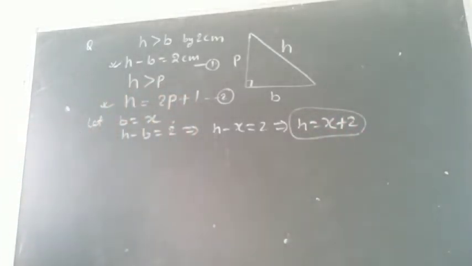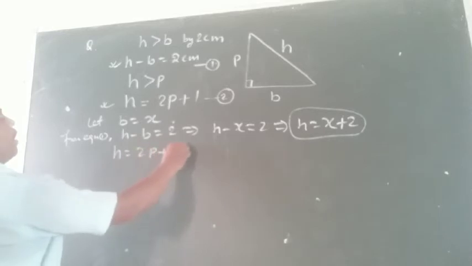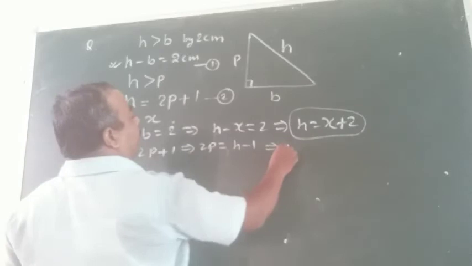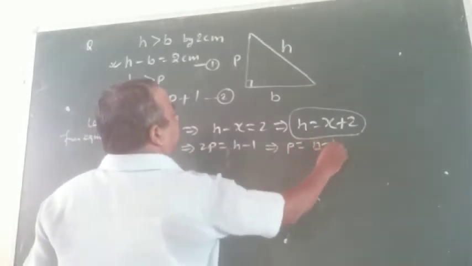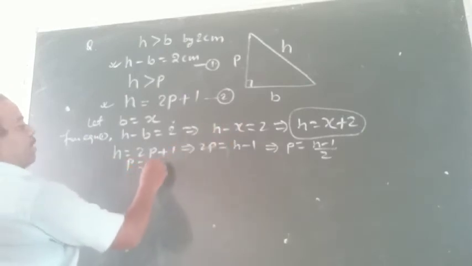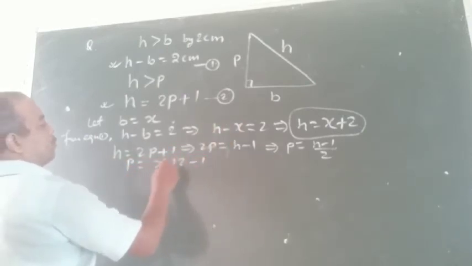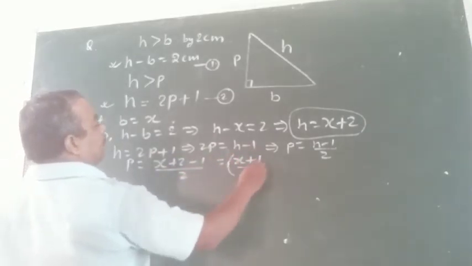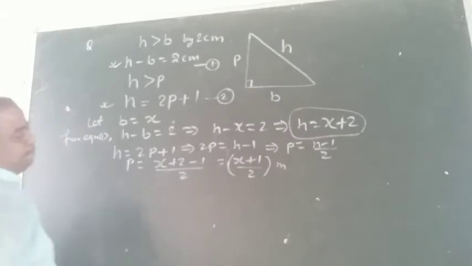Now from equation 1, the hypotenuse equals 2p plus 1. So 2p equals hypotenuse minus 1, so p equals (hypotenuse minus 1) by 2. Putting the value of the hypotenuse, the perpendicular equals (x plus 2 minus 1) by 2, that is (x plus 1) by 2. This is the length of the perpendicular.